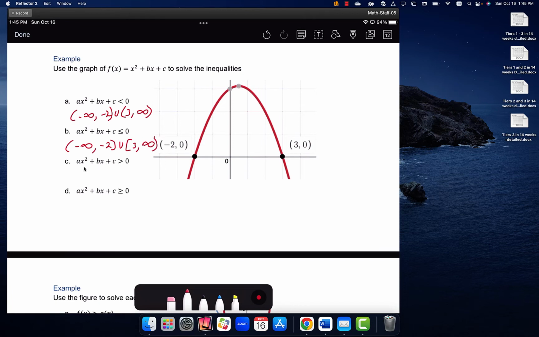In C, we're asking where is the quadratic greater than 0? In other words, where is it above the x-axis? So from this point all the way to this point, the graph is above the x-axis. We cannot include the endpoints for strictly greater than, so we have negative 2 to 3 in parentheses. D is now including those endpoints. We have equality, so we can bracket the negative 2 and the 3.